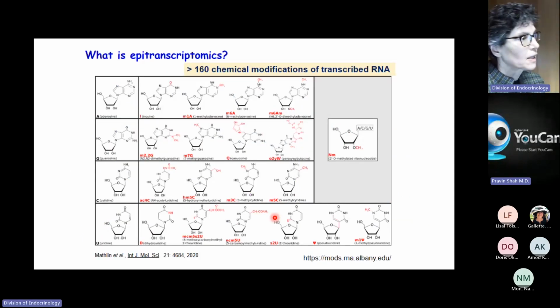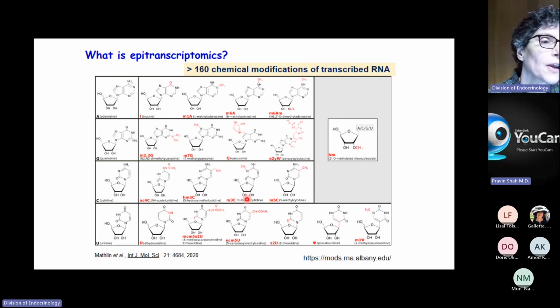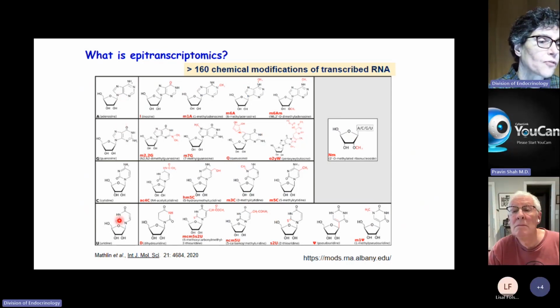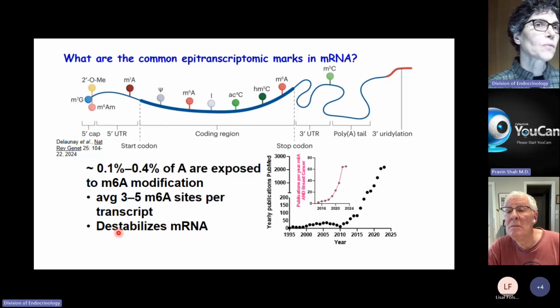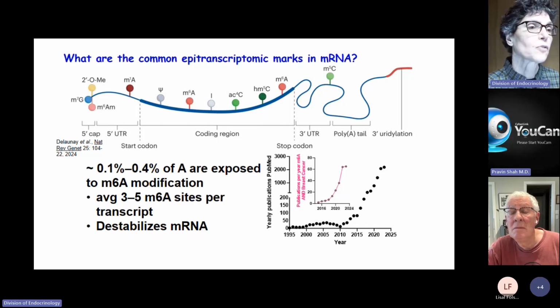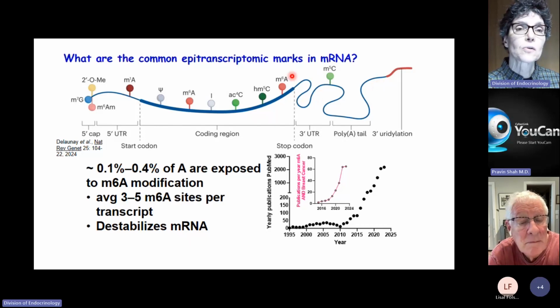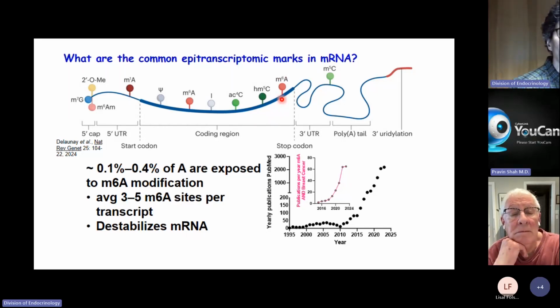So as I've said, epitranscriptomics is chemical modifications of transcribed RNA. And this is all transcribed RNA. So the most abundant RNAs in the cell are tRNAs and ribosomal RNAs, and they are the most heavily modified. And you can see a number of modifications that occur on all 4 nucleosides in RNA in this slide. But what about mRNA? Well, there's 13 known modifications of mRNA, 11 of which are depicted here, including N6 methyladenosine.